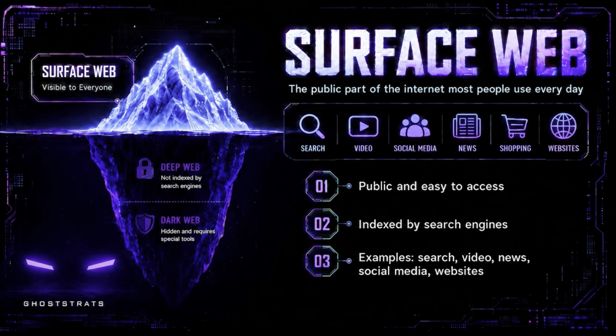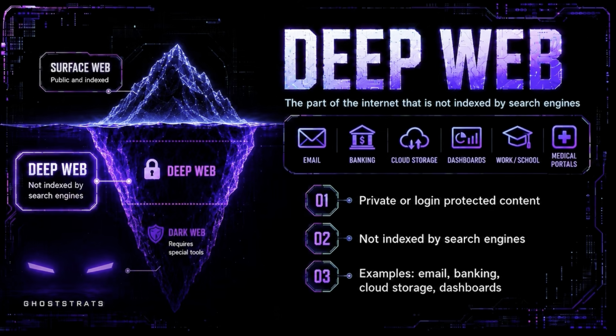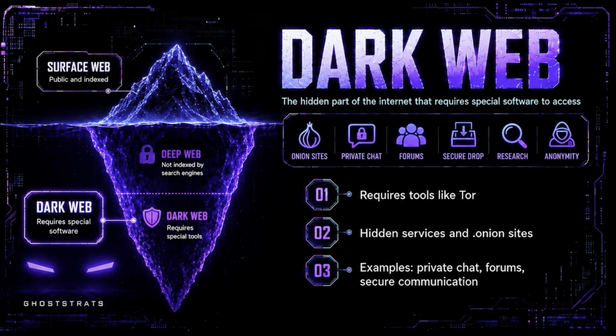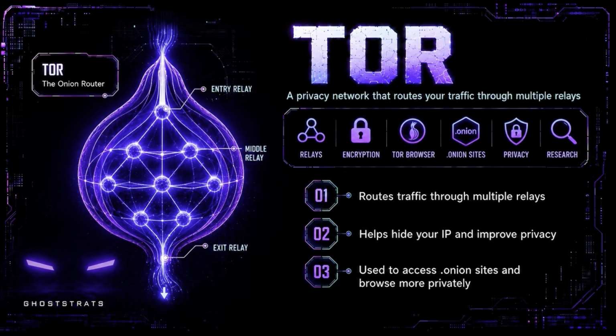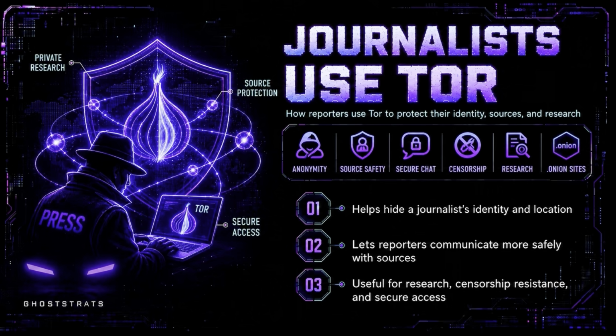The surface web is the normal internet most people use every day, like YouTube, Google, social media, and regular websites. The deep web is anything not indexed by search engines, like email, banking, private accounts, and dashboards. The dark web is part of the deep web that needs special software to access, usually Tor. Tor helps protect your privacy by routing your connection through encrypted layers. It can be used to browse with more privacy and access onion sites. Journalists, researchers, and people around the world use Tor to help protect themselves and communicate safely.